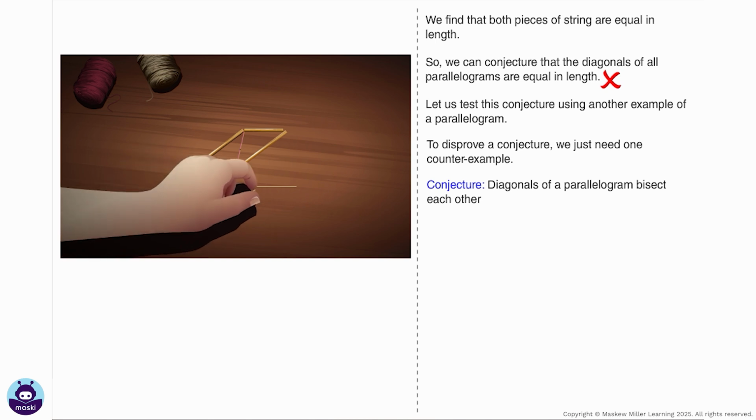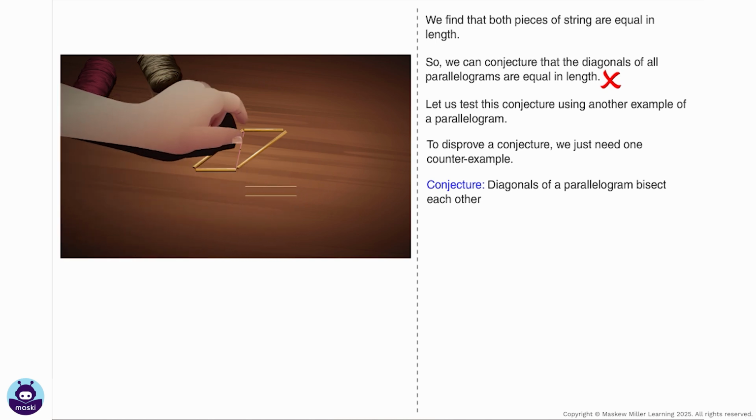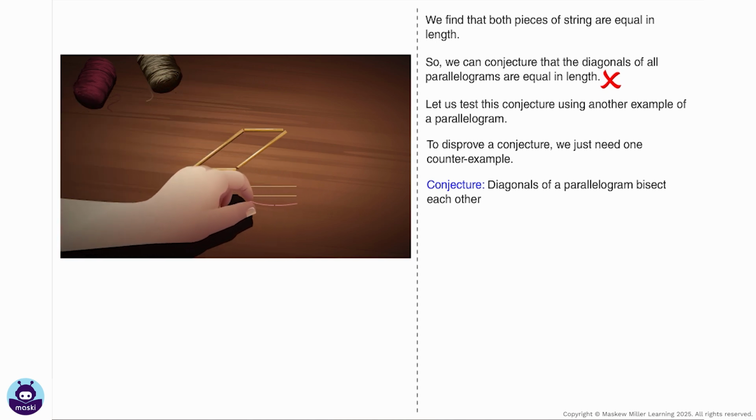We cut the diagonals at the intersection point and still find that the cut pieces of string of one diagonal are equal in length. Thus, we can conjecture that the diagonals of a parallelogram bisect each other.